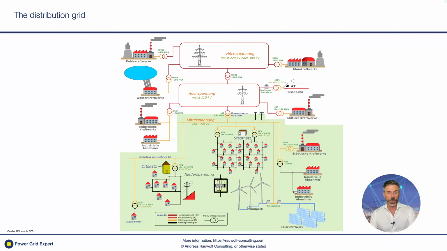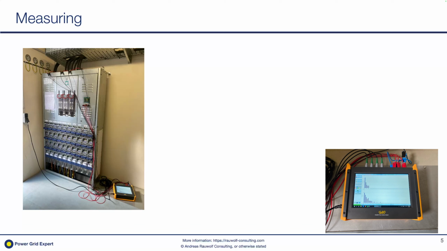So what we are talking about is the energy distribution grid, commonly between 1 and 50 kV. And especially today we're looking at the industrial customers and also those wind park and solar farm operators which have their own connection to the distribution grid. Before I can think about possible measures to reduce the disturbances, of course I have to measure them.